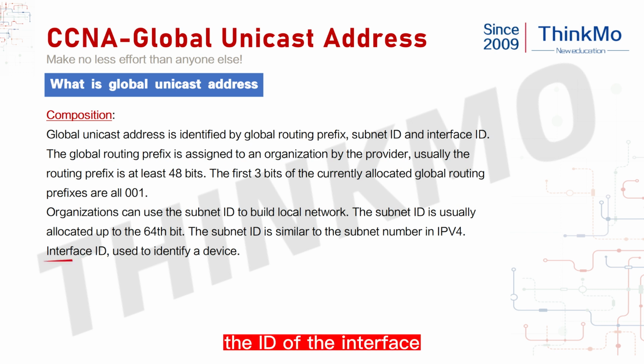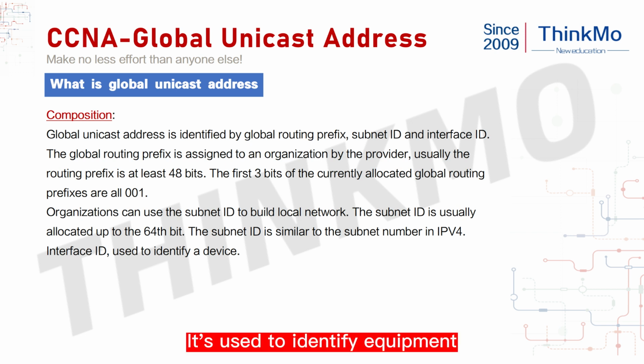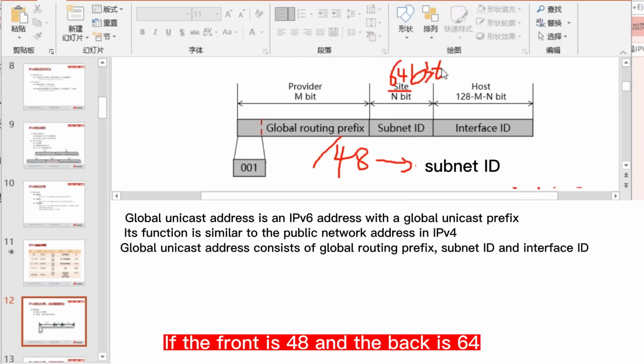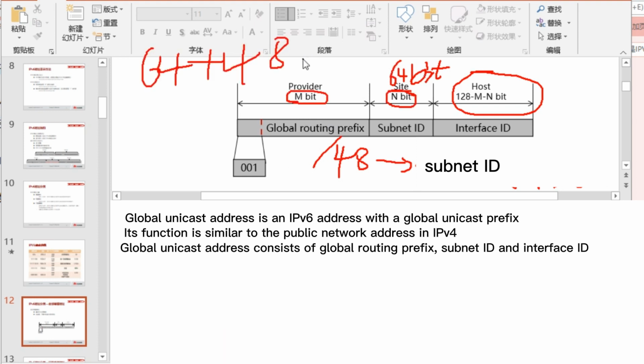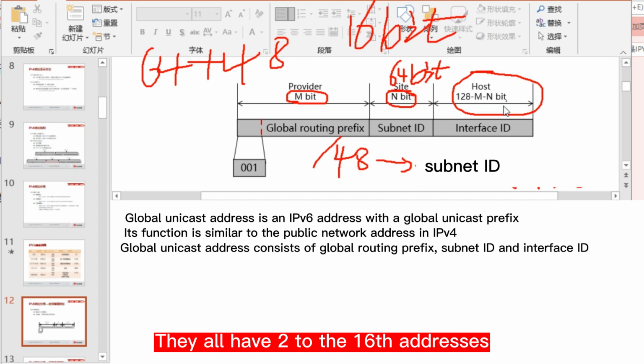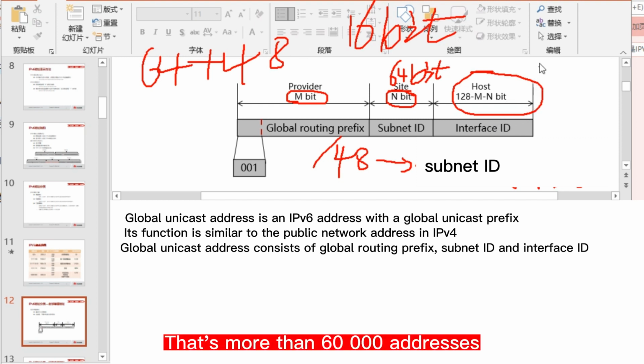Finally, the interface ID. It's used to identify equipment. If the front is 48 and the back is 64, what is the subnet ID? It's 128 minus the carrier prefix bits, minus the 64 bits of the interface ID. Now it's 64 plus 48, so it should be 16 bits short. That means every subnet has 2 to the 16th addresses, which is more than 60,000 addresses.